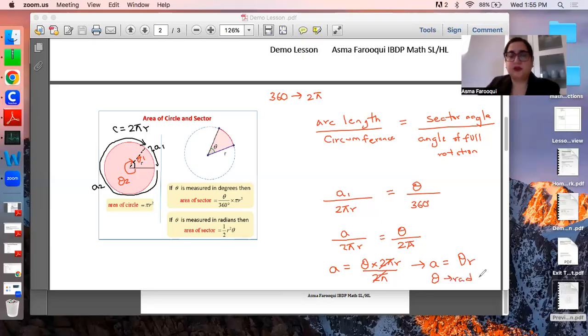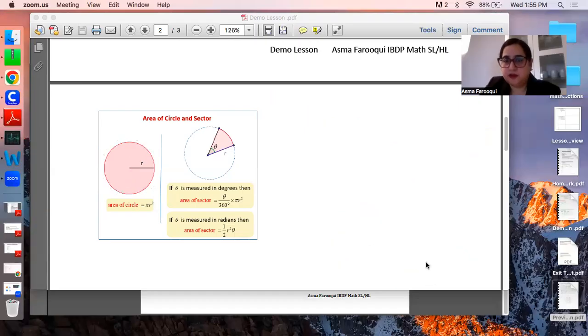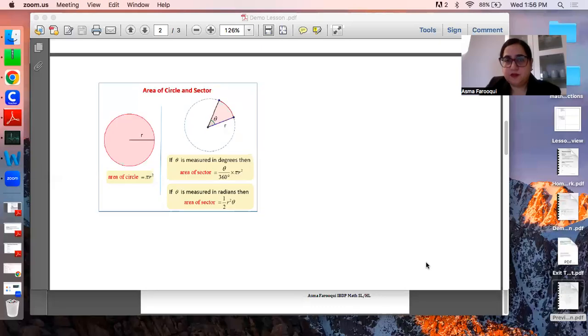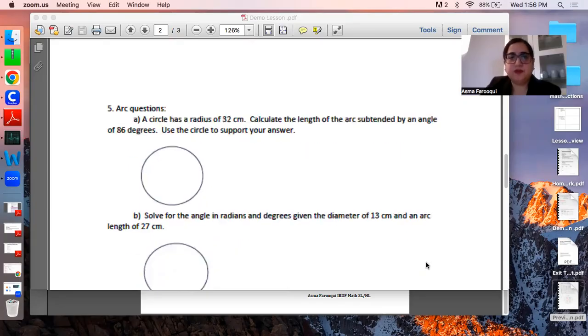This is very important. Now we're going to solve a few questions related to this. If you have any question, you can ask. This is the explanation part. Just going to clear the drawing here and move on to the question. Let's look at this question. It says a circle has a radius of 32 centimeters. Calculate the length of arc subtended by an angle of 86 degrees. Use a circle to support your answer, which means you're going to show your arc over here.